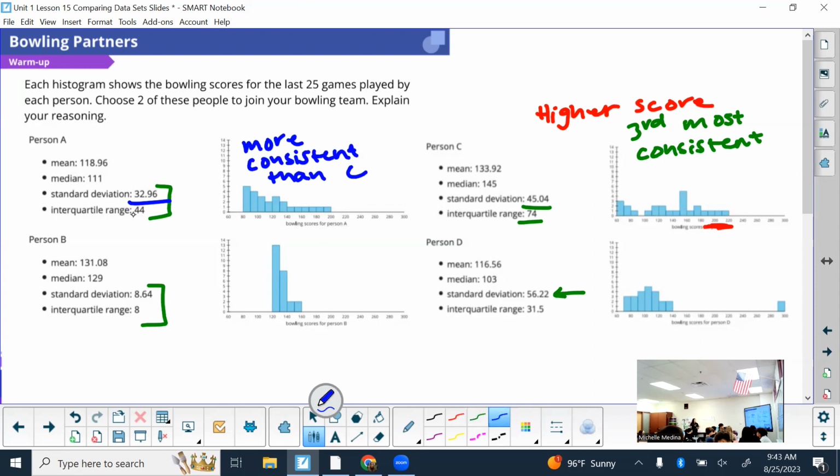Let's see. Why would someone pick person B? Ryan? Most consistent. Right? They have the smallest standard deviation and IQR, so they're hitting these scores more consistently. Any other reasons why? Someone else? Someone else that chose B?